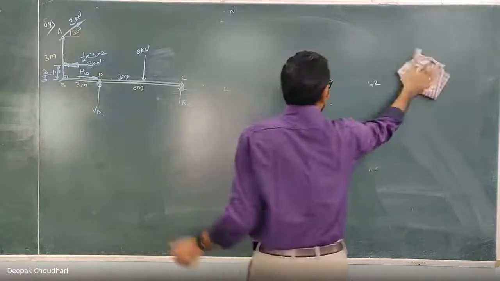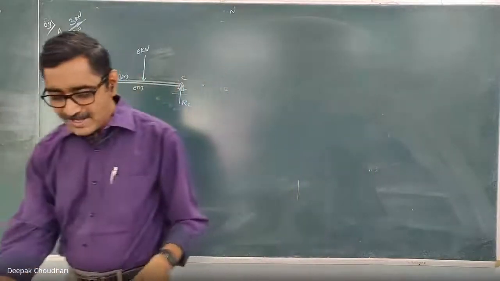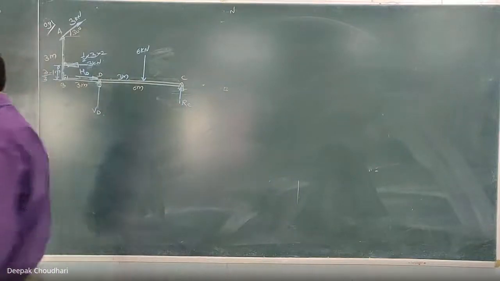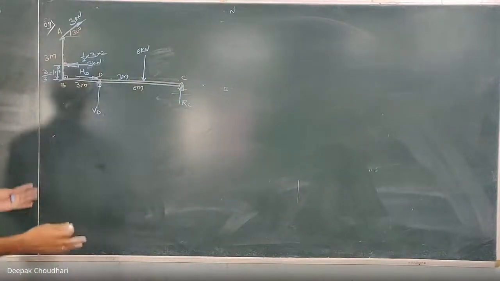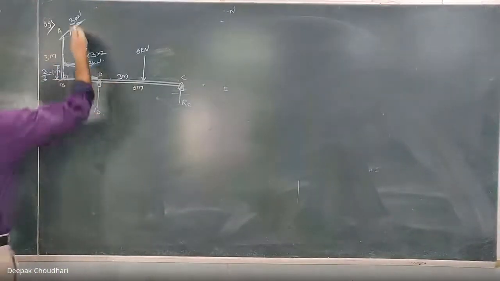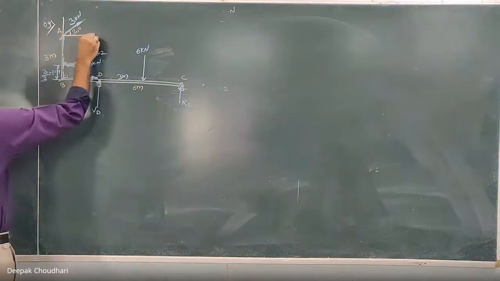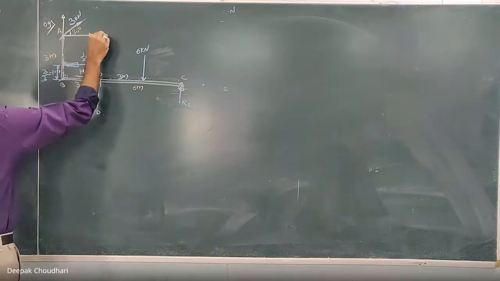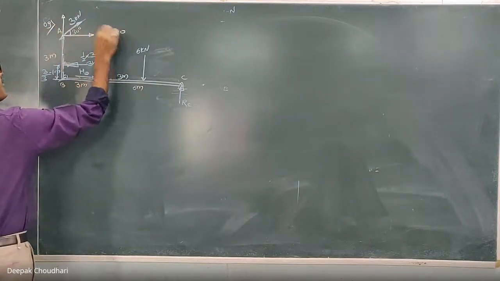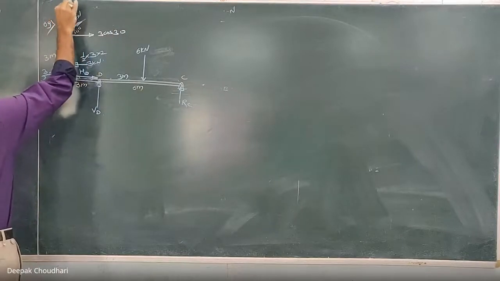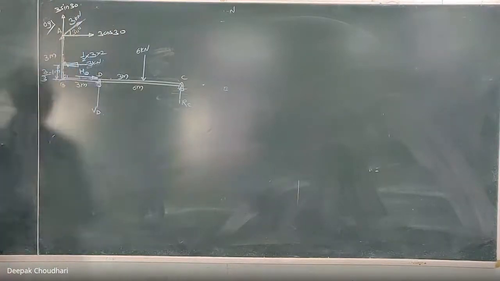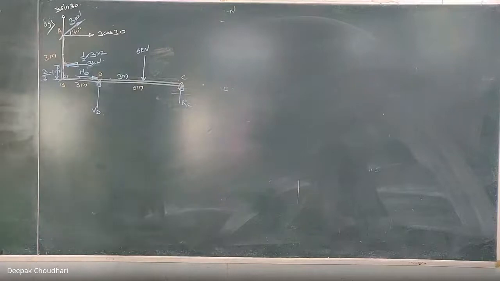Write down the equation. Before applying the conditions of equilibrium, we need to resolve the inclined forces. Right now only this one force is inclined, so I am going to resolve it. This will be 3 cos 30 and this is 3 sin 30. I hope that all of you are comfortable with the resolution. Okay, now you have to write down the equation.